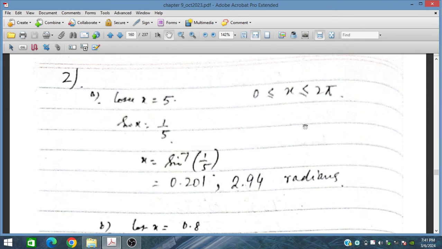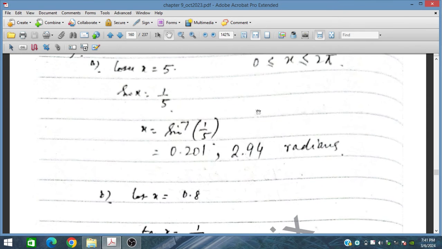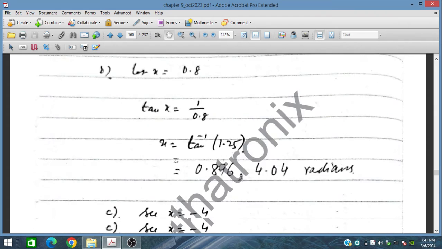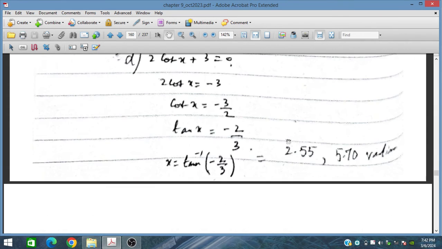Let's solve question number 2 in terms of radians. This is the same, but here instead of 0 to 360 degrees we have 0 to 2 pi. So we can get the results in radians.